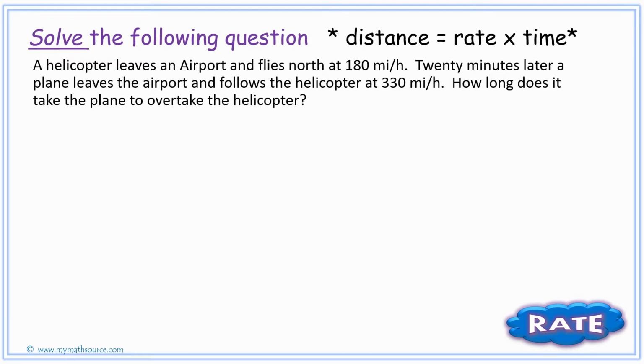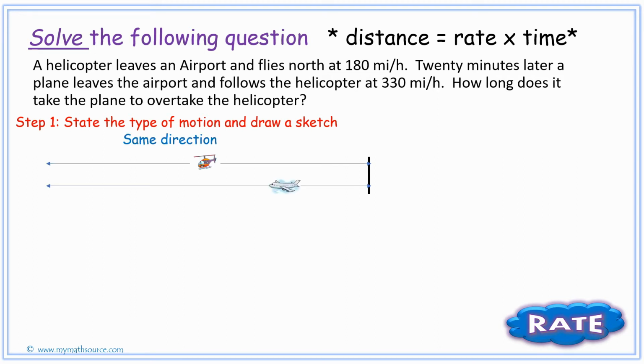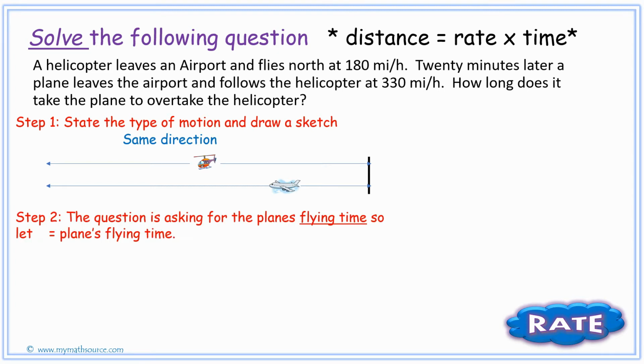All right, so let's remember the last part of the question says, how long does it take the plane to overtake the helicopter? Well, step one, we state the type of motion and draw a sketch. Well, we saw the visual graphic, and we know that they're heading in the same direction. Now, our sketch is going to look a little bit more descriptive, but you could just draw a quick airplane and a helicopter just to help you out with coming up with the equation.